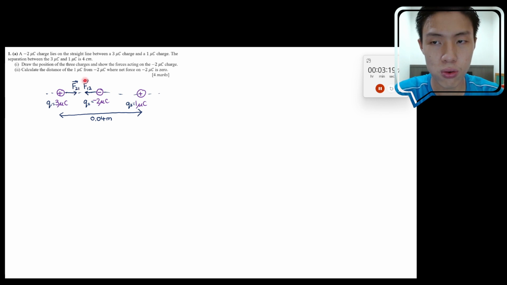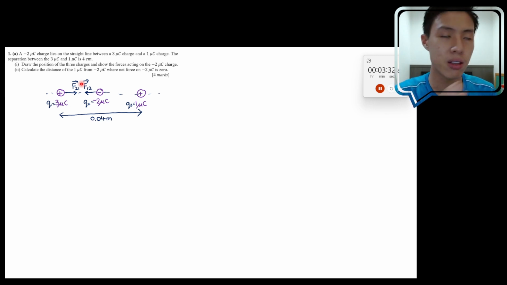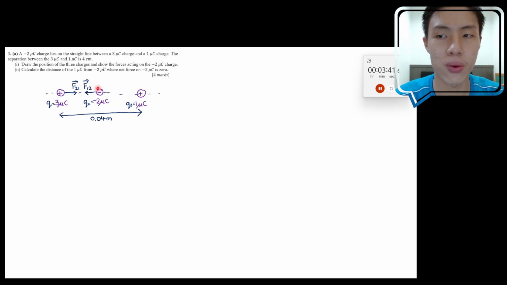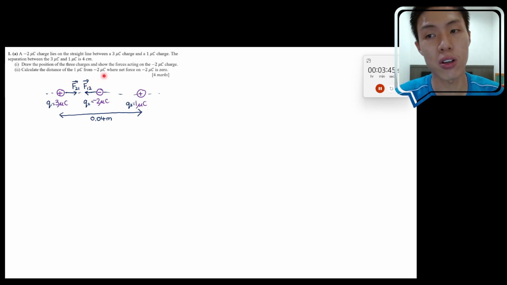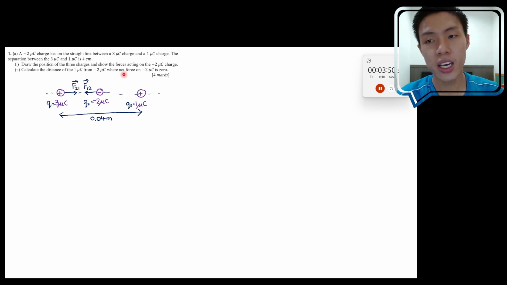You can call this F12, F21, or you can call this F21, F12, as long as you are consistent. If you use "on" then "by", use "on" and "by" throughout the whole question. If you use "by" then "on", use "by" then "on" throughout the whole question. You don't use F by 2 on 1 over here, but here you use F on 2 by 1. That will be a bit inconsistent, and that will be wrong. You have to be consistent with the way you put your subscripts throughout the whole question. Okay, so this is fine.